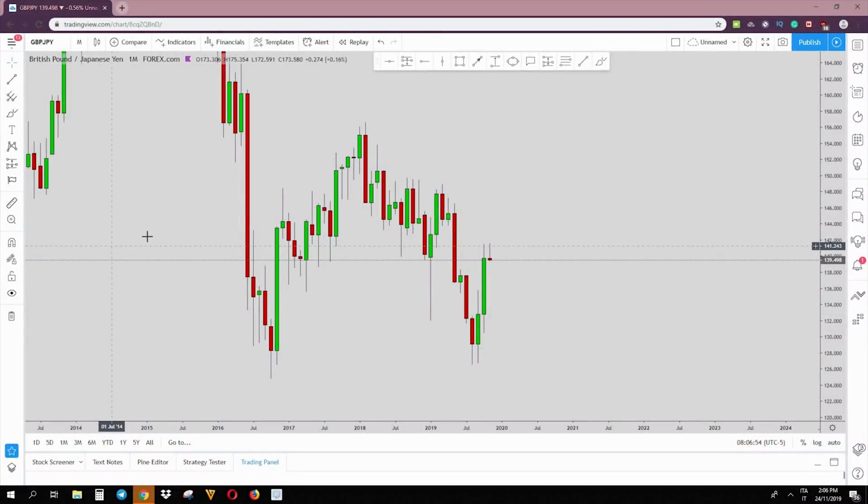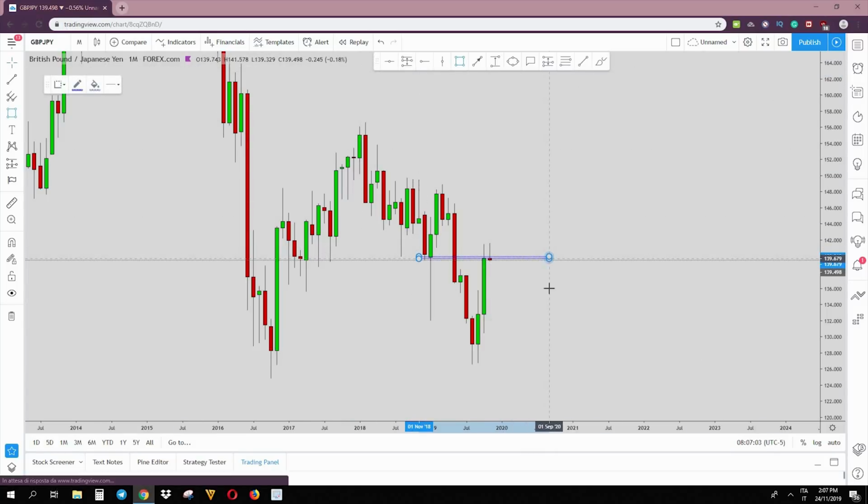Okay, so let's start from the monthly time frame of GBPJPY. The first thing you clearly see from the monthly time frame is that the market has created all of this very impulsive move to the upside, going to retest this area of previous support, now turned resistance.